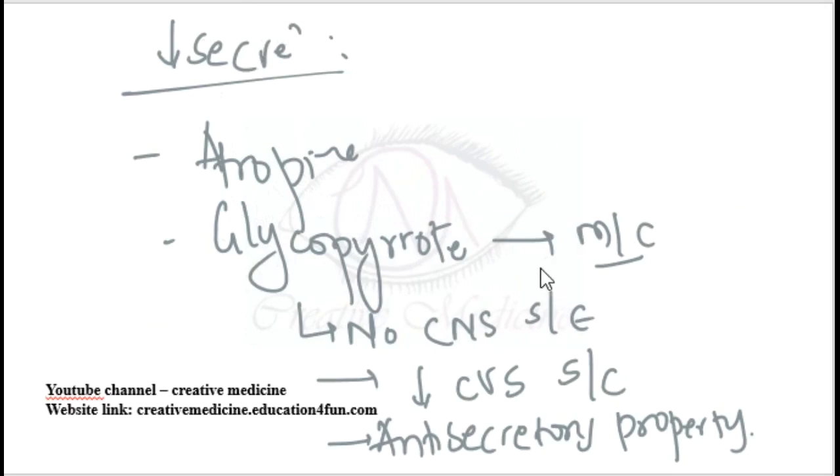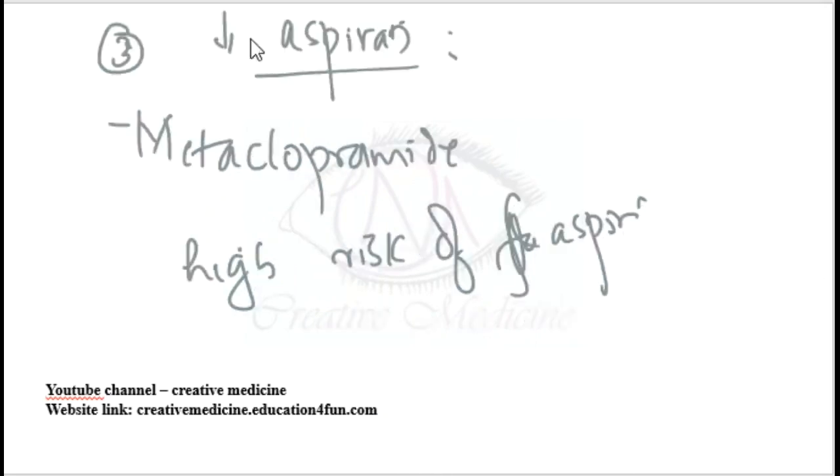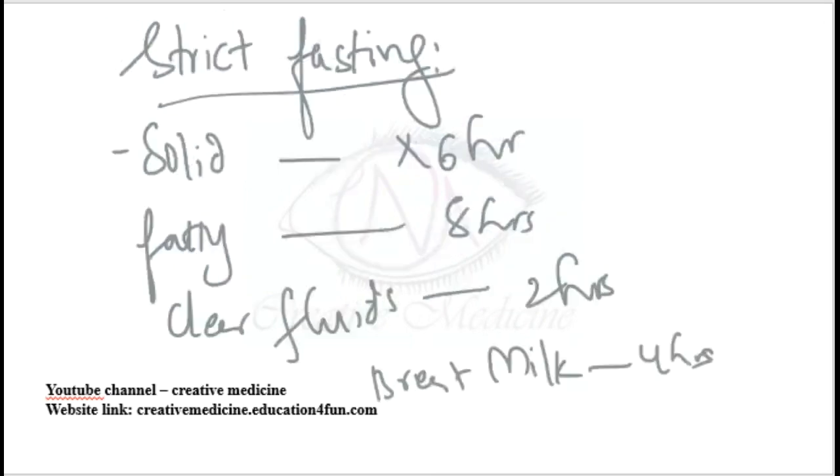Glycopyrrolate is most commonly used because it has no CNS or CVS side effects, and because of its better anti-secretory property. Then, to decrease aspiration, metoclopramide is given, only to patients with high risk of aspiration. Strict fasting is also important for aspiration. Solid foods are avoided for 6 hours, fatty foods for 8 hours, clear fluids for 2 hours, and breast milk for 4 hours.